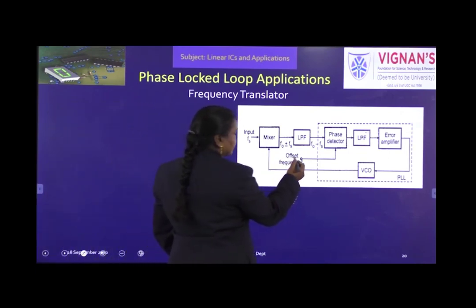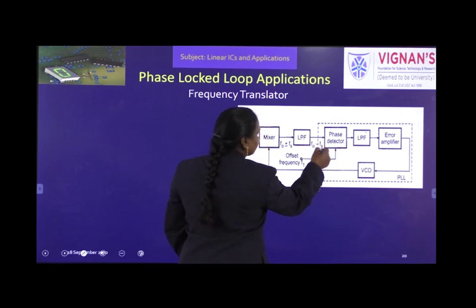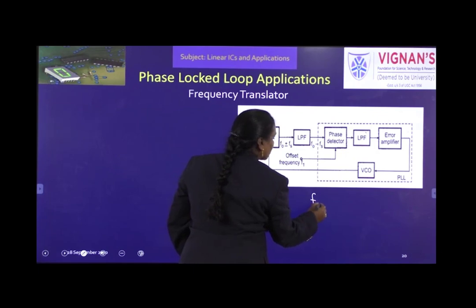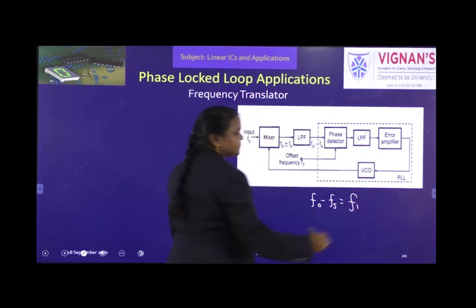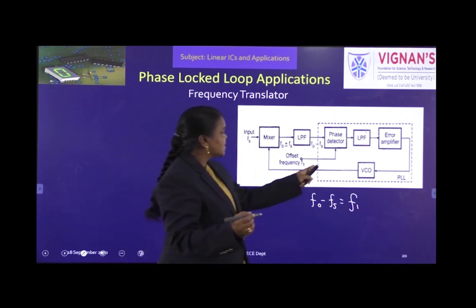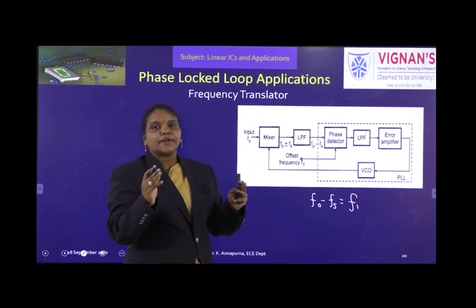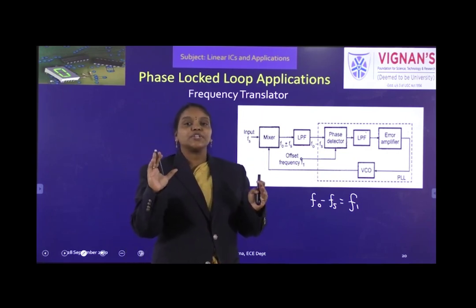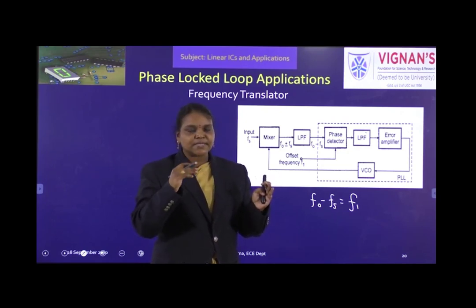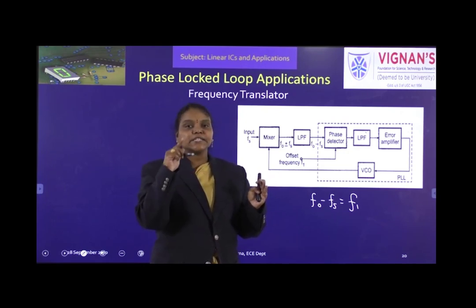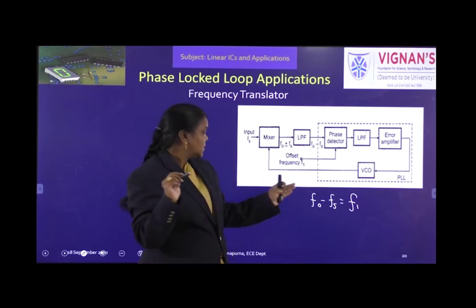What is the function of this PLL? It will compare this F1 with F0 minus Fs. So F0 minus Fs will be made equal to F1. Under lock condition, this signal and this signal frequency will be the same. And you have to remember, under locking condition both the incoming signal frequency and the VCO signal frequency will be the same, and they will have a 90 degrees phase shift.